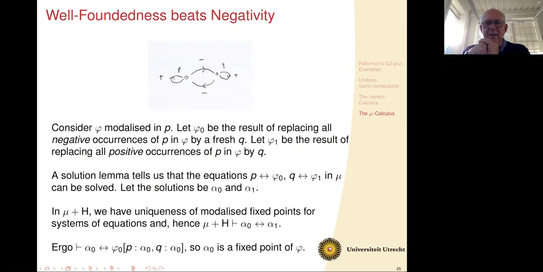And so we can see this as follows. For the mu calculus, you can formulate a solution lemma just as the one I showed you for the Hankin calculus. So you again make a graph in the same way, but now if we have a fixed point variable p, and in the fixed point formula q occurs positively, we add an arrow labeled with plus, and when q occurs negatively, we add an arrow labeled with minus. Then the solution condition is simply that if you have a cycle, then the number of minuses should be even, right?